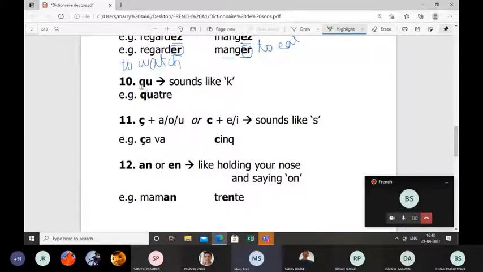The next sound that we have here is QU. QU will give the sound of K and it will become quatre. Quatre is another number. We have learnt trois, 3. After trois it will be quatre, 4. Trois, quatre, 3 and 4.